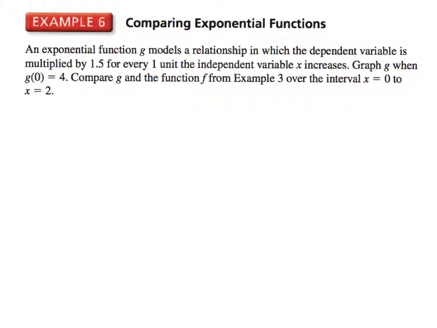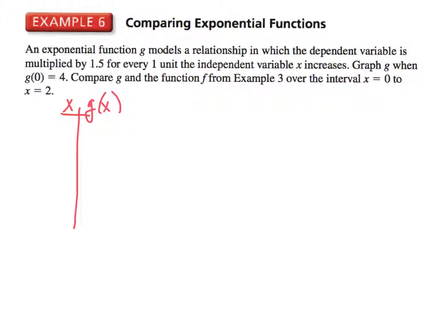In example 6, we're going to compare exponential functions. An exponential function g models a relationship in which the dependent variable is multiplied by 1.5 for every 1 unit the independent variable x increases. Graph g when g of 0 is equal to 4. Compare g and the function f from example 3 over the interval x equals 0 to x equals 2. So it's telling you right here, I want you to compare from when x is 0 to 2 on two different functions, g and f. So the first thing we have to do is make a table of values for x and g of x.